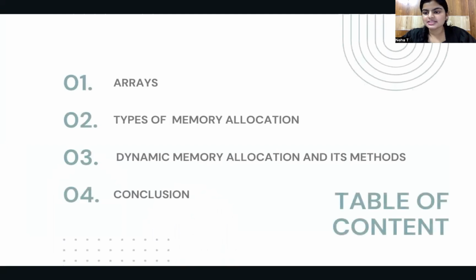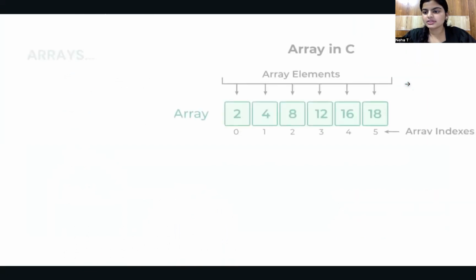So today we'll be seeing arrays, that is just the definition of arrays, then types of memory allocation, that is static memory allocation and the dynamic memory allocation. After that, we'll be seeing the functions of dynamic memory allocations, and finally we'll conclude with the conclusion. So what is array?